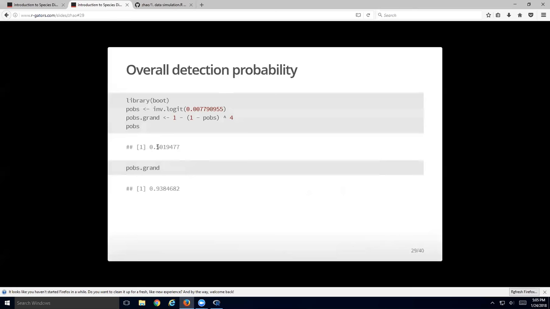But remember that we have 4 opportunities. So the chance to observe the species in at least one of the opportunities is calculated like this. You can see that chance is really high. It's 93%. So that's really good. That means the observed detection, non-detection is very close to the truth. That gives us confidence that the Mars model works well and gives us some reasonable results.